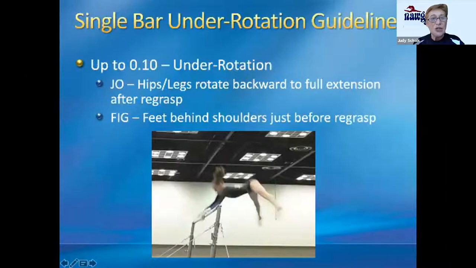So here we have someone who's reaching for her regrasp. Here's her shoulders and her feet are behind her. So she's obviously already begun her opening. She has plenty of room to finish that opening to full extension to get a full swing forward into her next element. So we kind of use the two of these to determine what we're looking for on rotation.